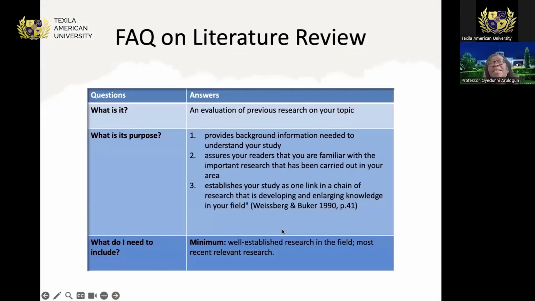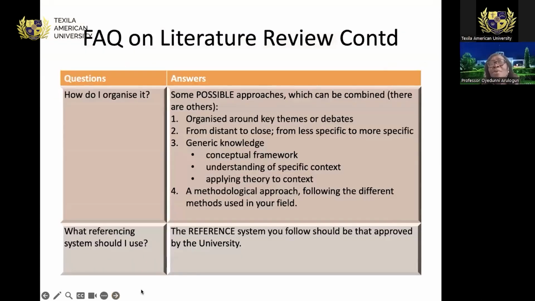So these are frequently asked questions on literature review. The first question is, what is it? It's an evaluation of previous research on a topic. We are asking the question, why are we doing literature review? It provides background information needed. It assures our readers that we are familiar with the research we are carrying out, and it establishes our study as one link in a chain of research that is developing and enlarging knowledge. It also asks the question, how do I organize it?